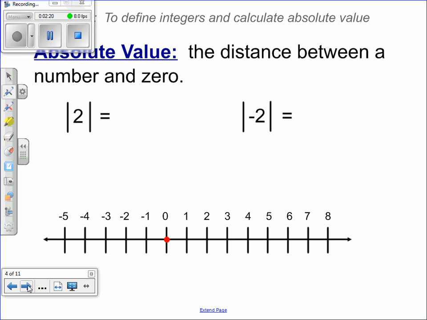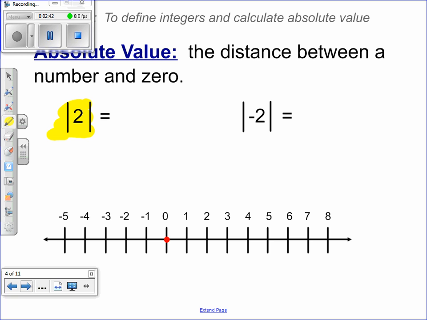Okay, now we get to talk about absolute value. And absolute value is my favorite because it's one of those things that makes you look smart, but it's not hard at all. Okay, so when you see two bars on either side of a number, a bar on the left and a bar on the right, like you see up here, that means the absolute value of the number inside. So the absolute value of 2.